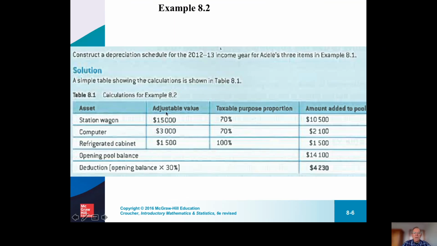And so here, that is that first example shown in a little table, if you like. Again, it lends itself to a spreadsheet. We get the value of the assets. We'll work out what percentage we are using for tax purposes, apply those percentages. There's the amount that we can add to the pool. We could write a little formula to calculate the depreciation that we could claim.